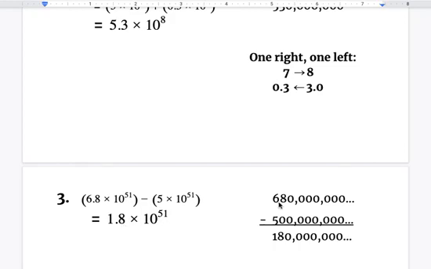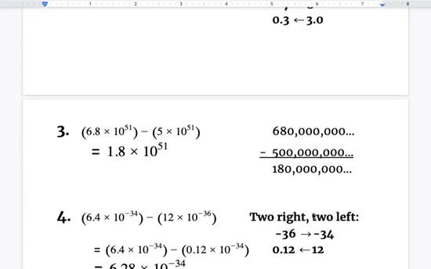If we were to write it out, it would just be 6.8 with 50 decimal places, or place values behind it. And this would be 5 with 51 decimal places behind it. And then we would ignore all those zeros. That's why we just copy down the power of 10. And then we would just look at our 6.8 minus 5, which would give us 1.8 times 10 to the 51st power with so many zeros behind it. So this is a great shortcut instead of writing it all out, because there would be way too many zeros to write out. That's why we have our shortcuts.